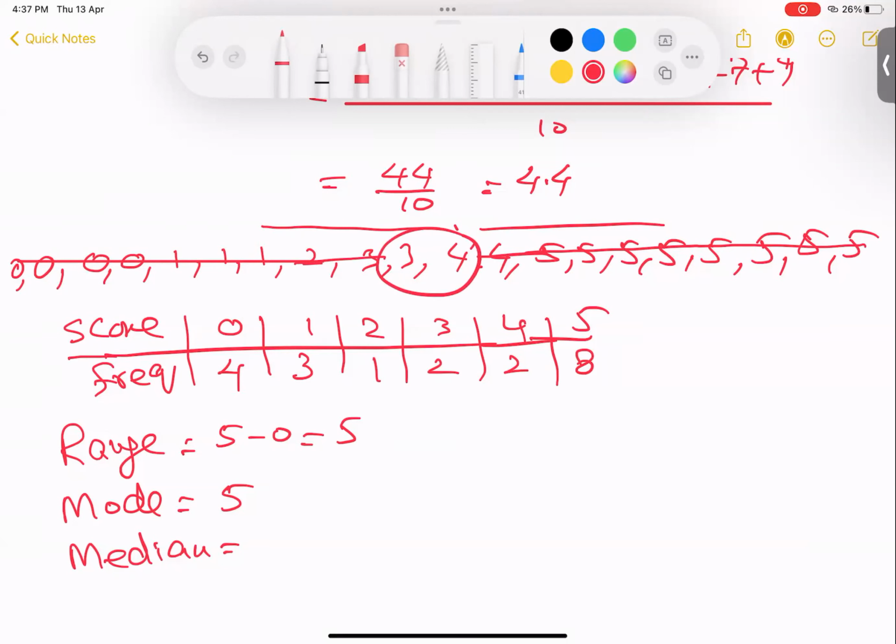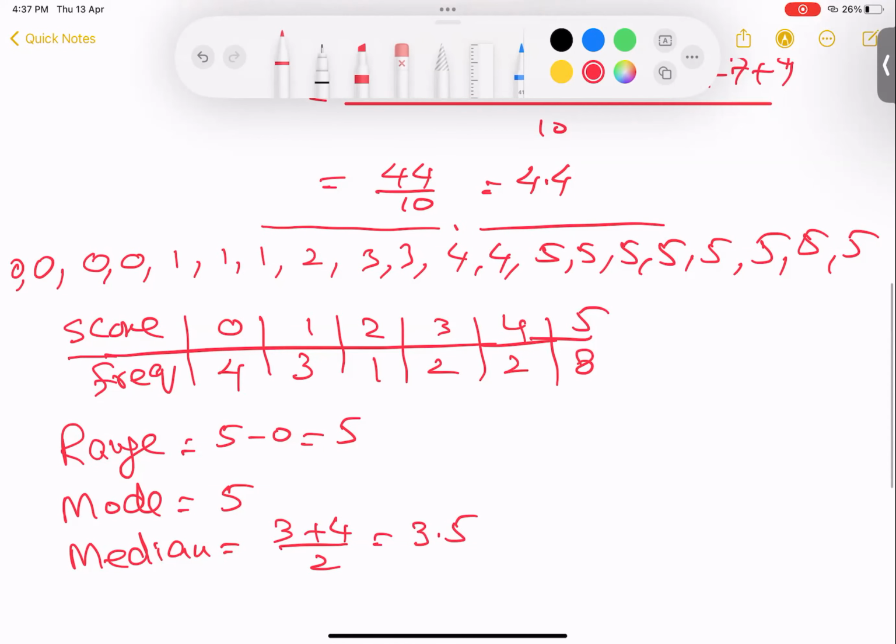I hope you understood how I got the middle values. It's not a hard job. So 3 and 4, students, I get it. Now I'm writing 3 plus 4 and finding the average. So 3.5. Alhamdulillah Rabbil Alameen, median is also clear.